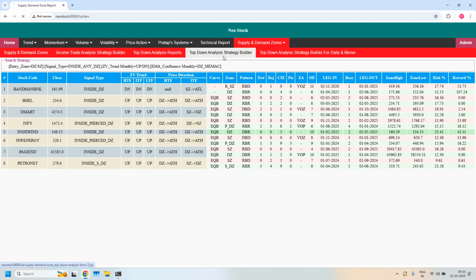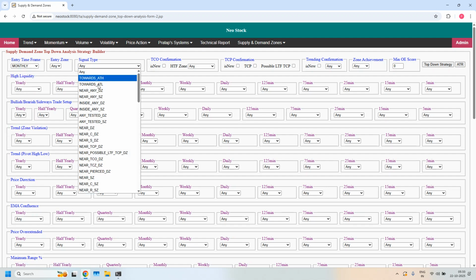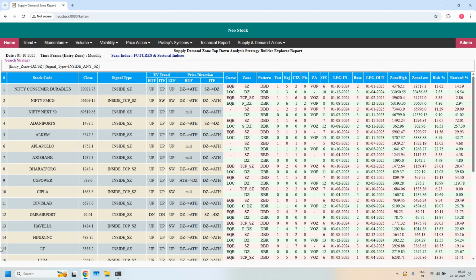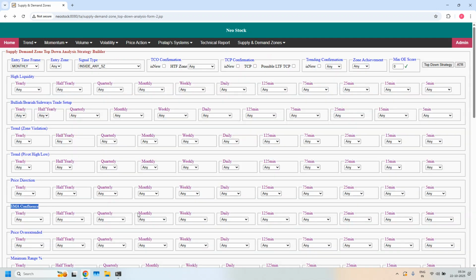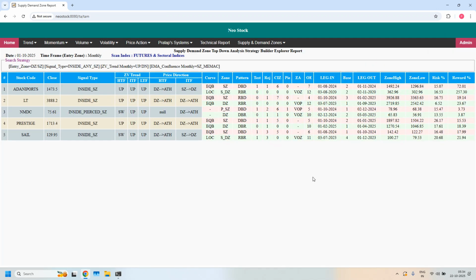Okay, next, price closed inside the monthly supply zone. First 15 stocks in the list. Scrolling the list down, total 30 stocks are filtered. We can further filter this list based on monthly supply zone having monthly EMA confluence. Monthly supply zone with monthly EMA at the same time. Trend on the monthly should not be sideways. So we got 5 stocks.